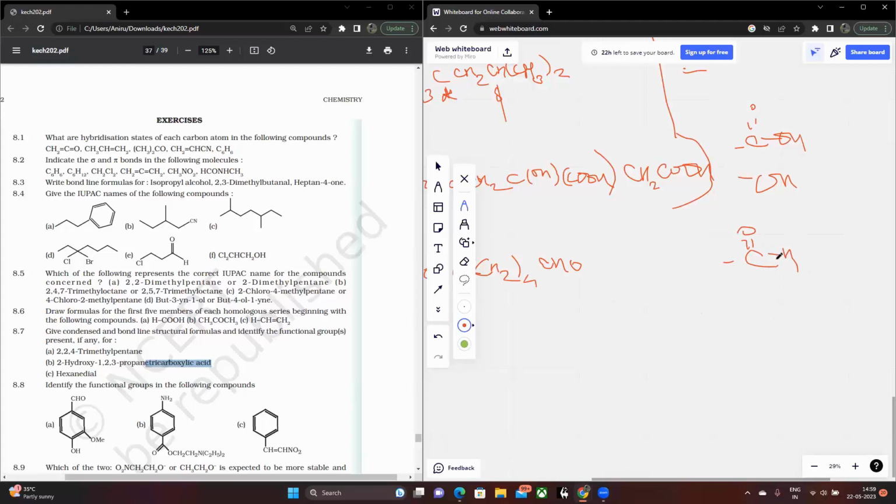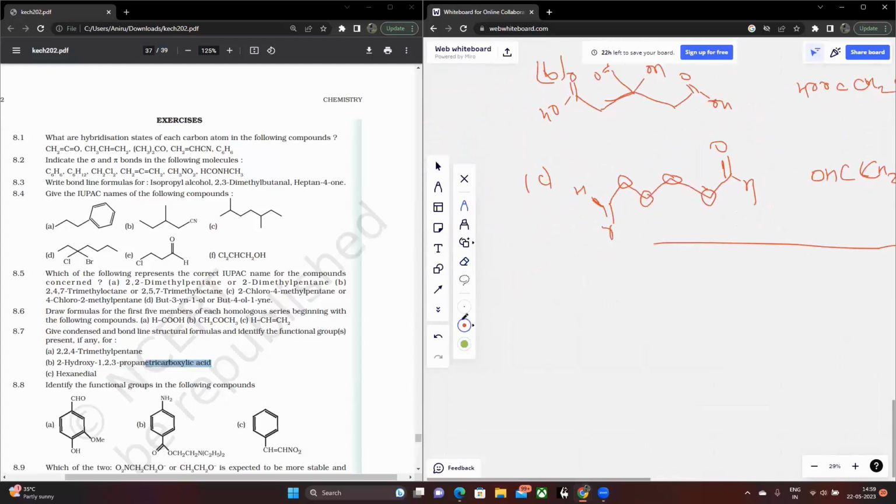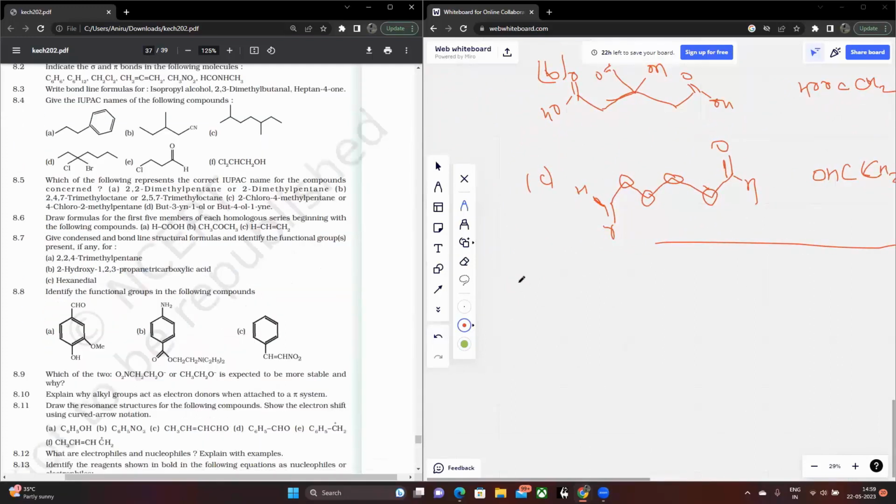If this H is not there, but there are two like this, this is a carbonyl group. This is an aldehyde group. Right? That's just for information. Cool. Now that finishes question number 7. Now we'll go to question number 8.